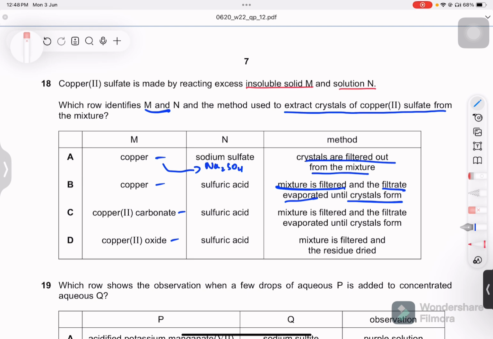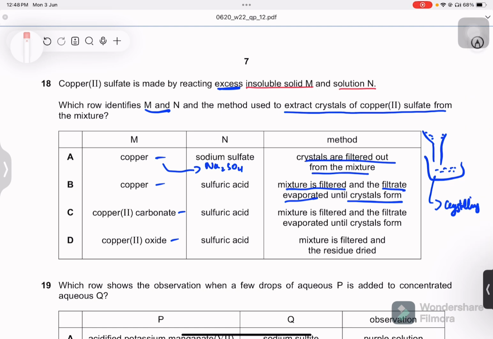The mixture should be filtered first, crystals are not filtered first. The residue over here will be the excess insoluble solid M. We know that this is excess, so this will remain even after the reaction is complete. And over here we have copper(II) sulfate dissolved in water. Then we will carry out the crystallization of this solution. First, this filtration should occur.